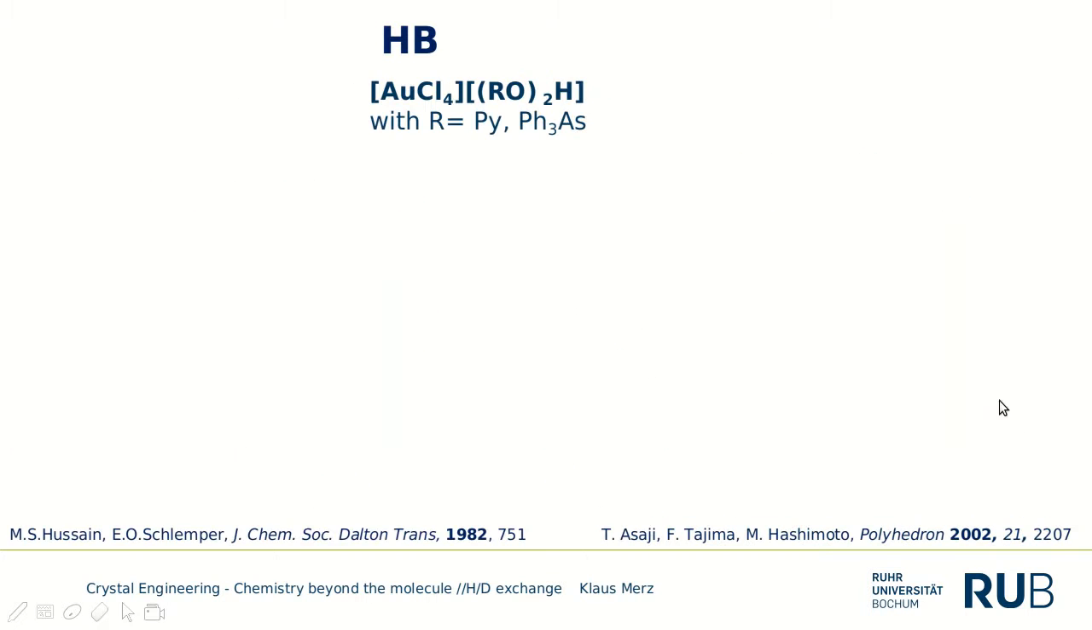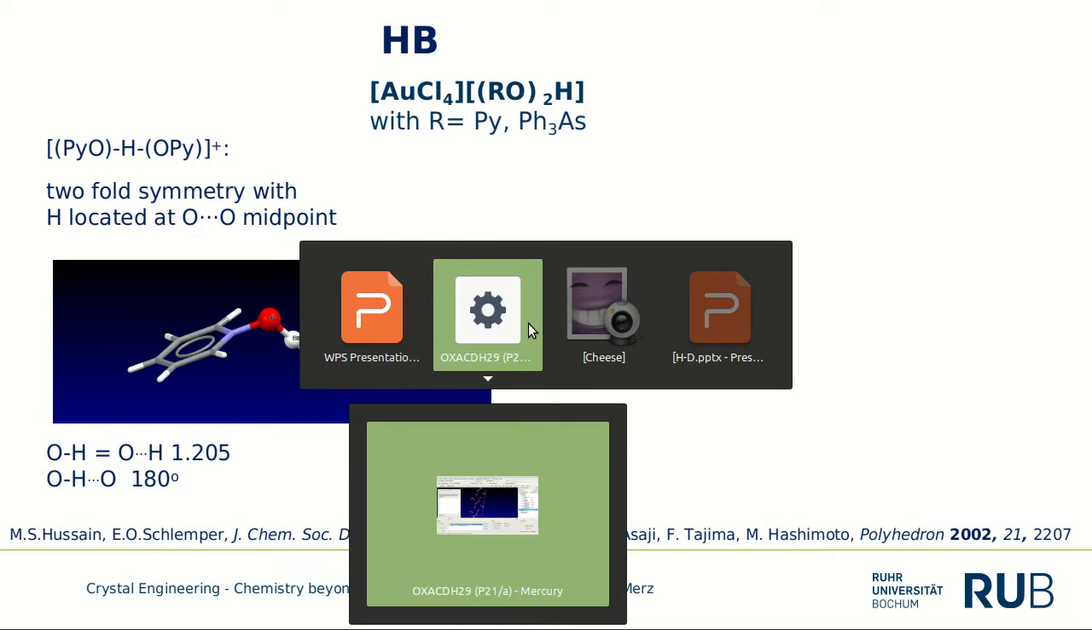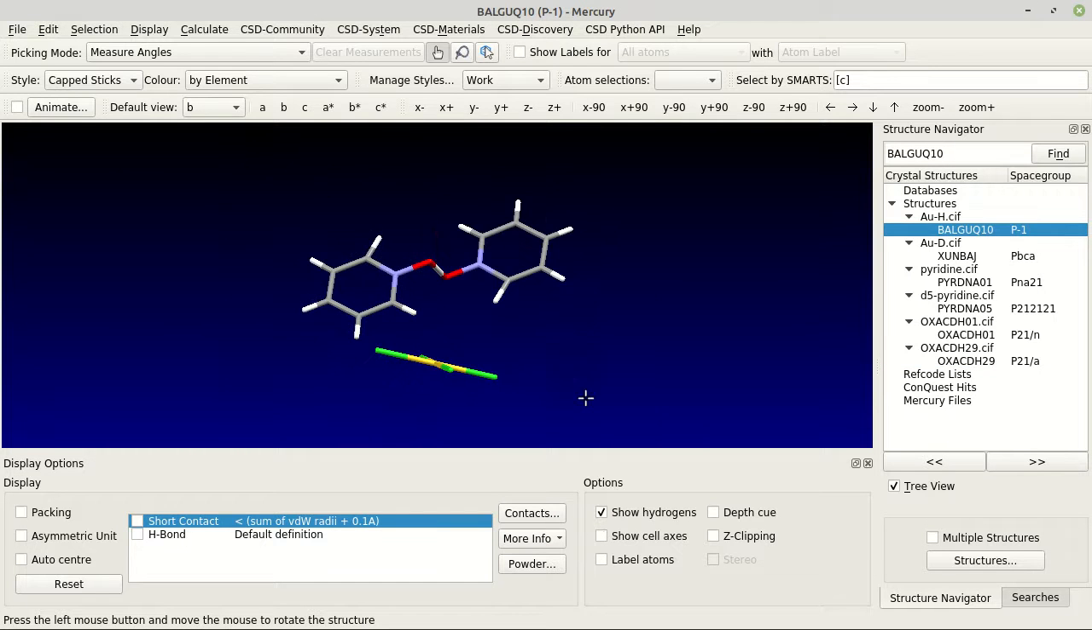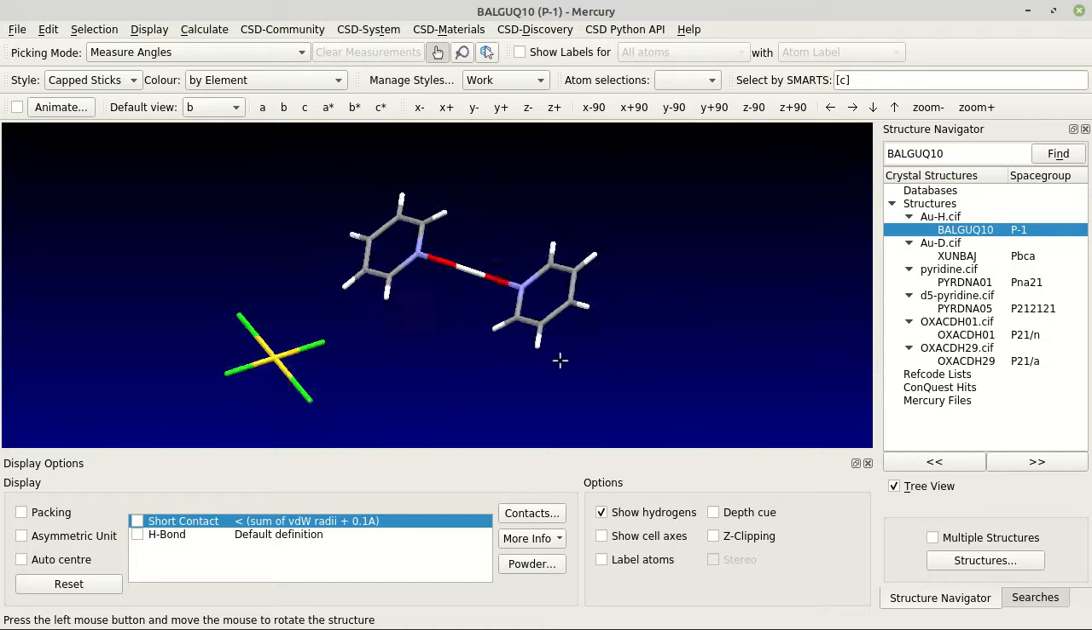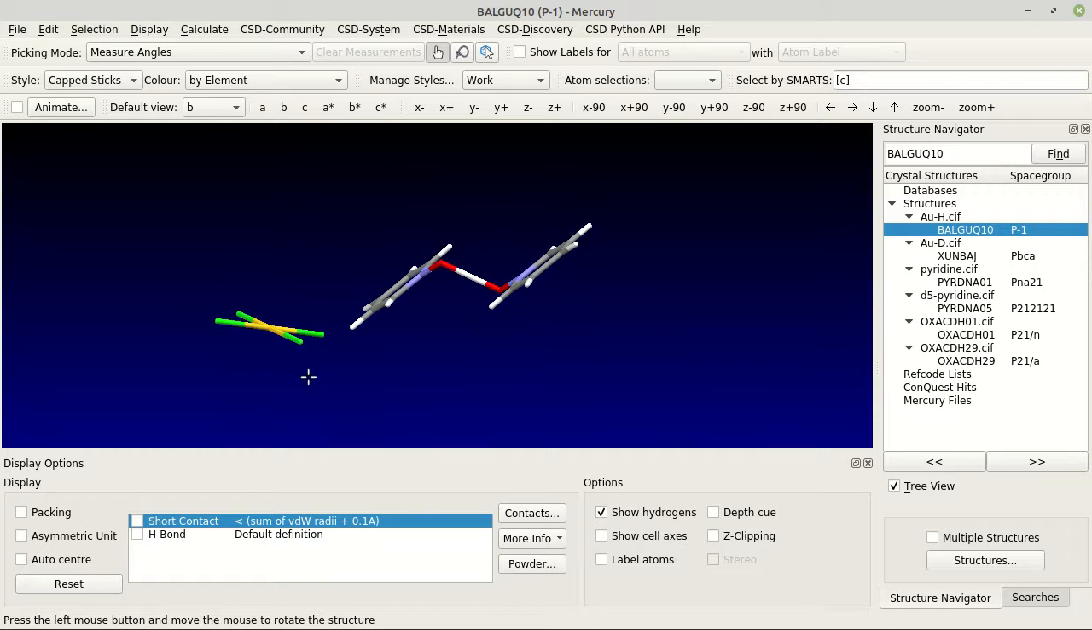Next example. Look at a metal organic compound. This is a tetrachloro gold compound, crystallized here with an organic compound. And we can have a look in Mercury. Now we're only looking at the molecular structure. This is the molecular structure of this compound. You see here our anion, typically planar for the tetrachloroaurate anions.